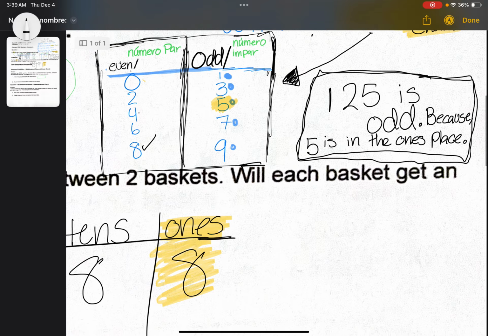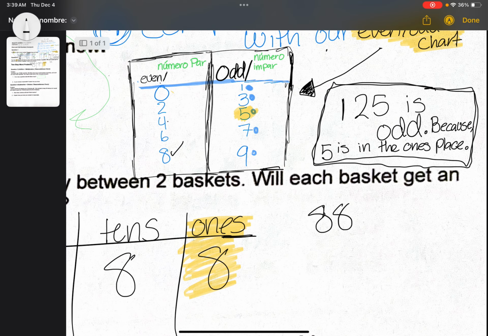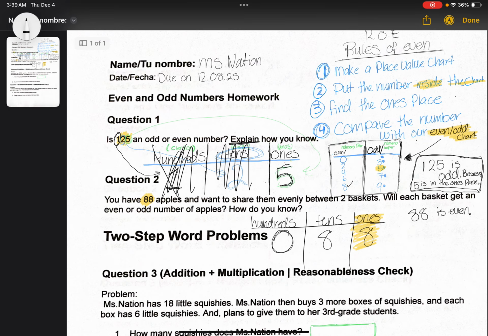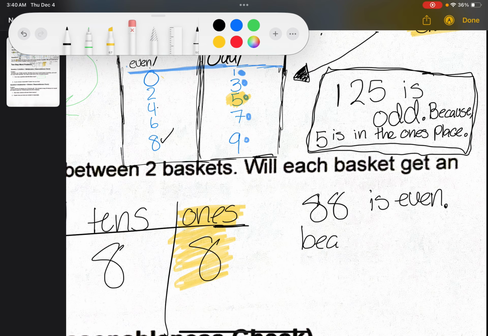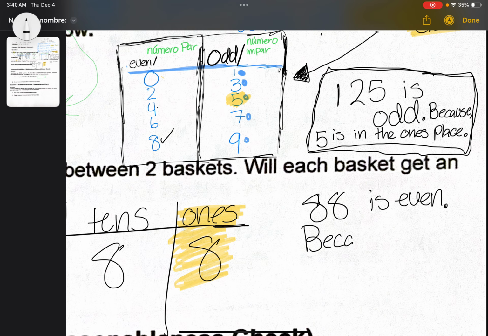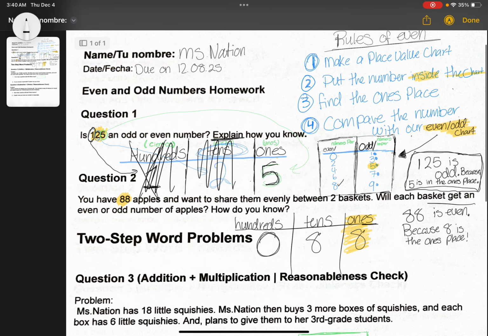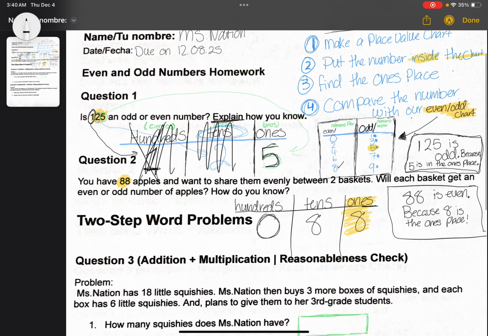So our answer is going to be 88 is even, and how do we know? Because 8 is in the 1's place. And don't forget, box, because I will not look at your work if you did not box it in.